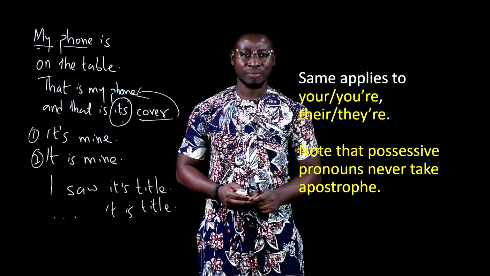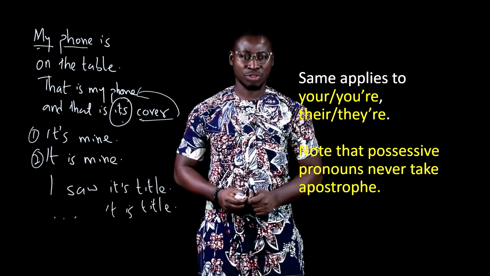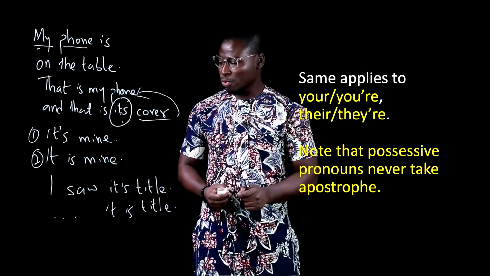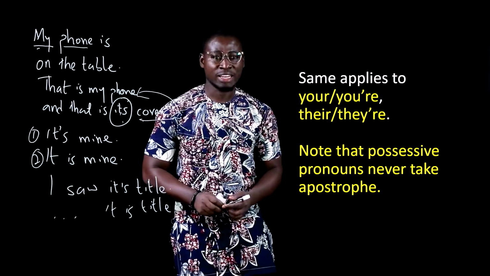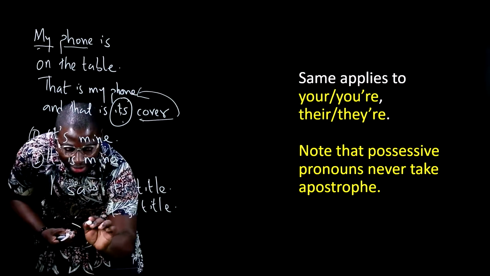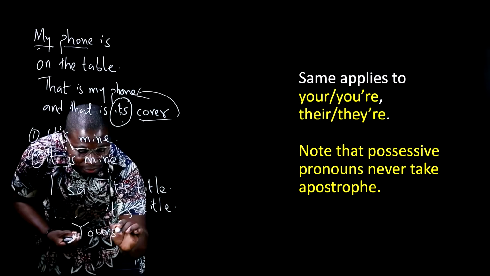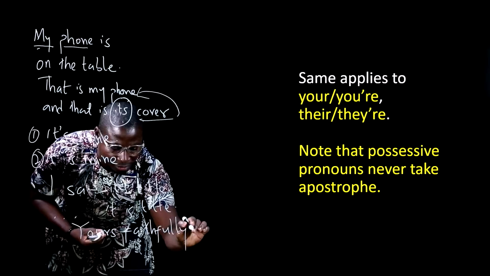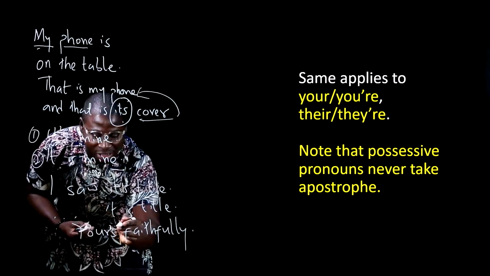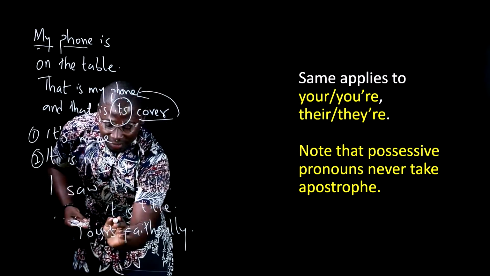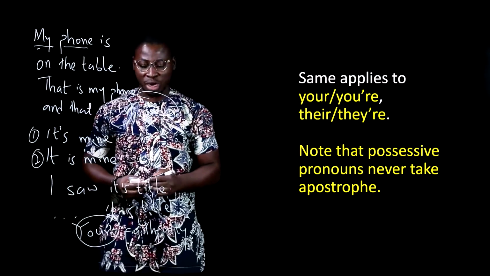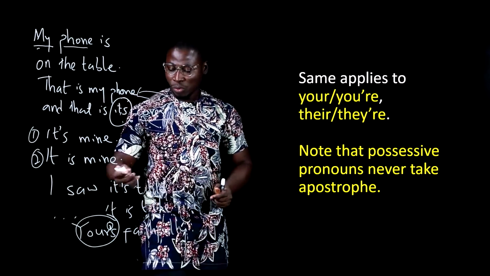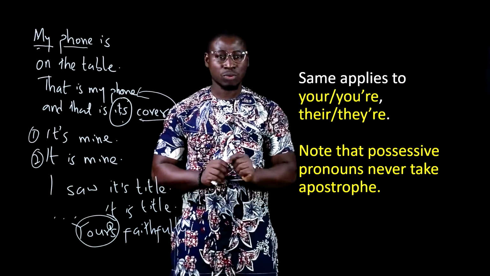Now note this. Possessive pronouns never take apostrophe. I repeat, possessive pronouns never take apostrophe. So when you write your letter and then you are subscribing, don't write yours faithfully and then put apostrophe here. No, this is wrong because possessive pronouns do not take apostrophe. So the correct thing is to have Y-O-U-R-S without apostrophe.